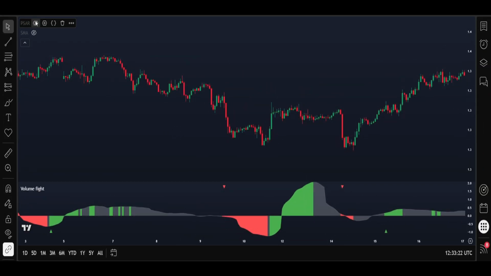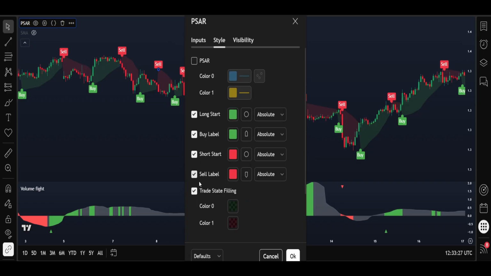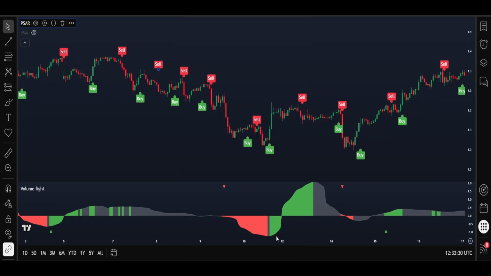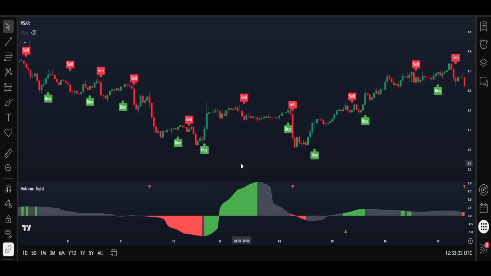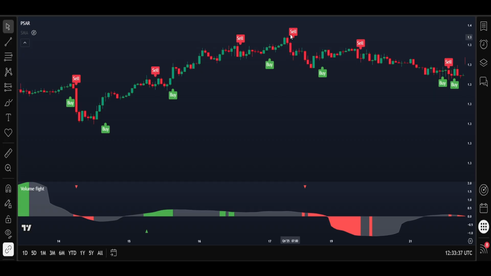Parabolic SAR. Open settings, style, uncheck PSAR, and turn off trade state filling. Reading rule. A buy label is a long trigger, a sell label is a short trigger. We act on labels only when the other filters agree.